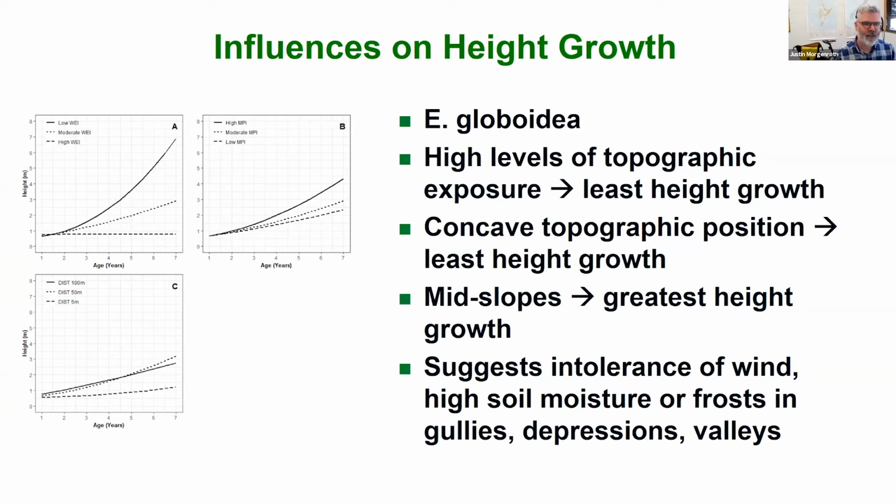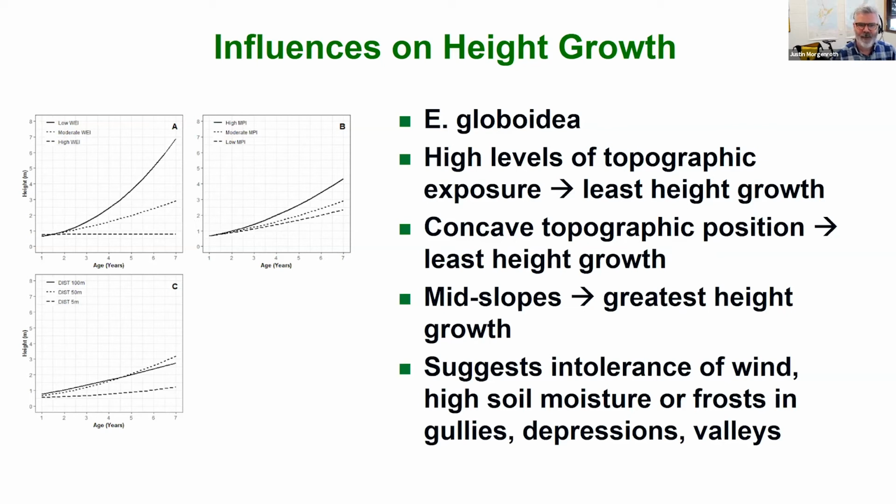One of his outcomes was to look at height growth in response to some of these different environmental characteristics. The first species that he looked at was Eucalyptus globoidea. What he found was that at high levels of topographic exposure, where you might expect a high degree of wind, the trees exhibited the least height growth. So trees grew shorter when they were exposed to high levels of wind. Another result was that when Eucalyptus globoidea was planted in a concave topographic position, it also exhibited lower height growth.